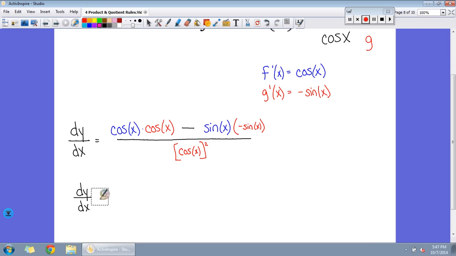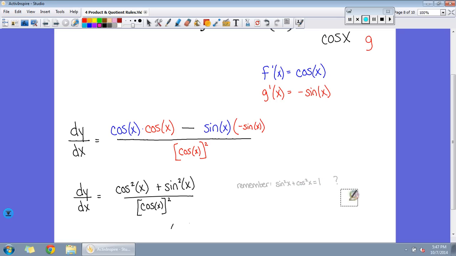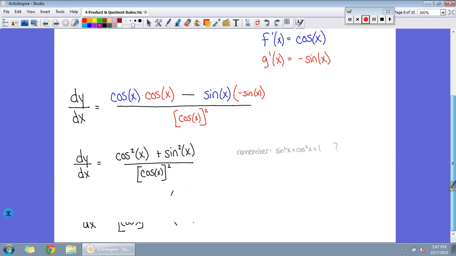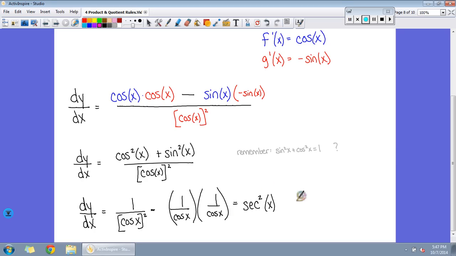When you have cosine times cosine, that's going to be cosine squared. And when you have a negative sine x times negative sine x, that's going to be positive sine x squared all over cosine x squared. And if you remember, sine x squared plus cosine x squared is 1. So we can simplify this to 1 over cosine x times 1 over cosine x, which is the same as secant squared x.